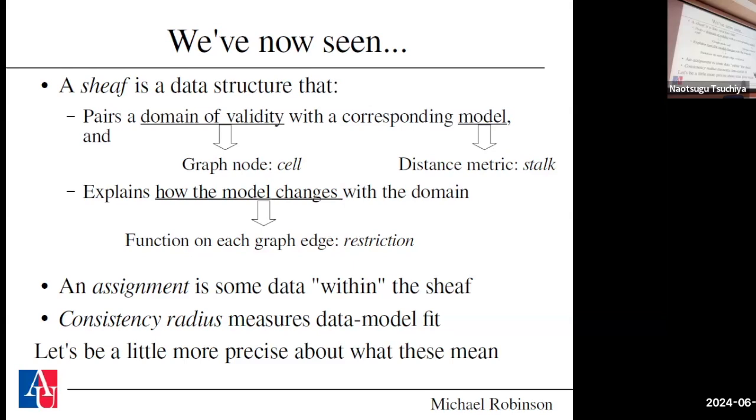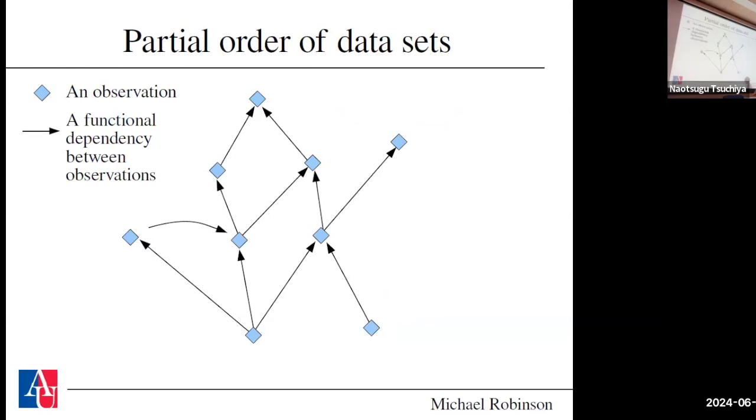Okay, so an assignment is some data that's in the sheaf, and consistency radius is like a generalization and aggregation of statistical residuals. Okay, so let's be a little more precise about what this means. So I said we start out with a partial order, and we're going to think of this partial order as a category. So each node in our Hasse diagram for this partial order is an object. Each order relation is an arrow, a morphism. And if you realize your partial order as a category, the thing that you will notice is there is no more than one arrow between each pair. That's what makes it a partial order category.